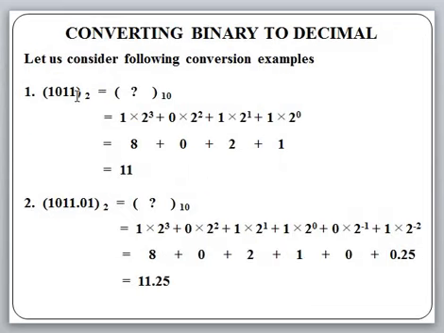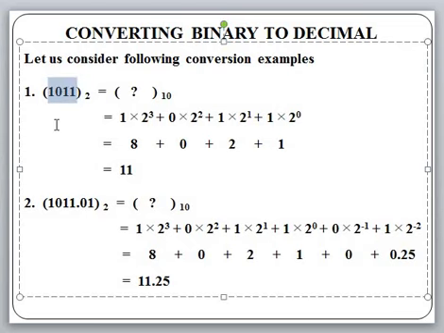In the process, there are 4 digits in this binary number. The LSB digit 1 has weight 2 to the power 0, so that 1 is multiplied by its weight, 2 to the power 0. The next digit is 1, which is multiplied by its weight, 2 to the power 1. Similarly, this 0 is multiplied by its weight, 2 to the power 2. And the last digit, that is 1, is multiplied by its weight, 2 to the power 3.